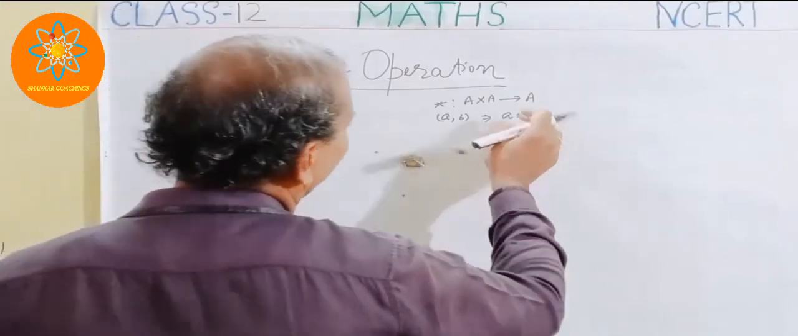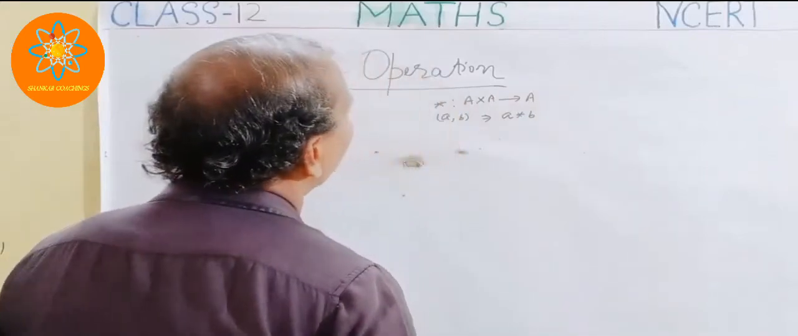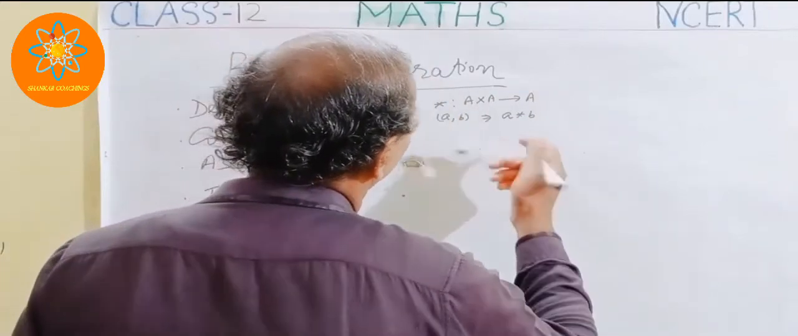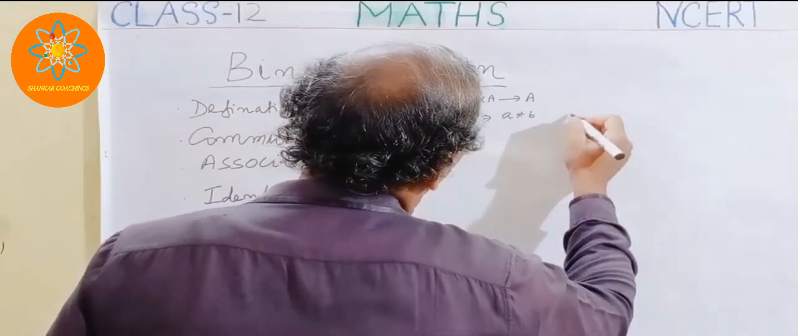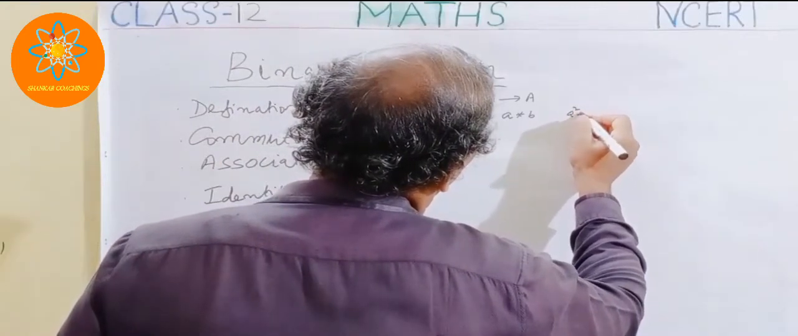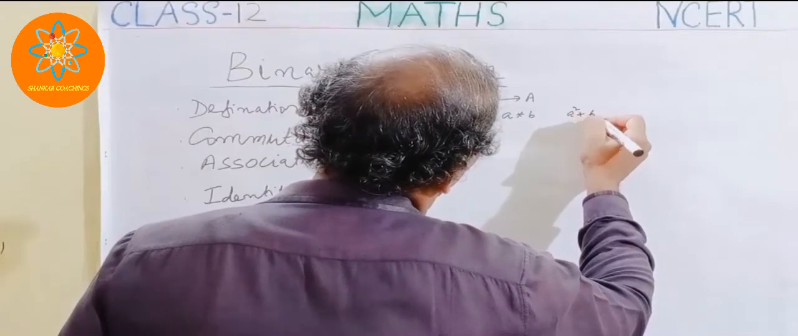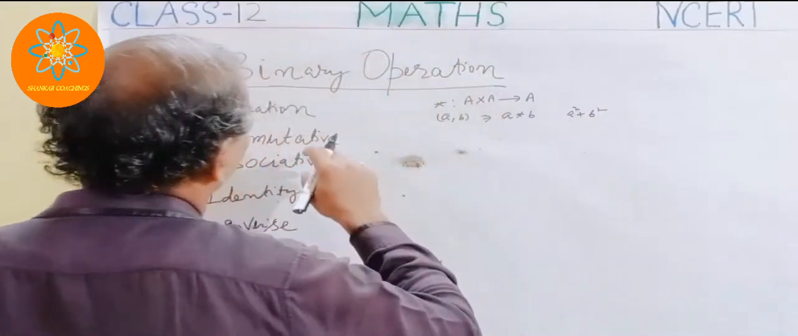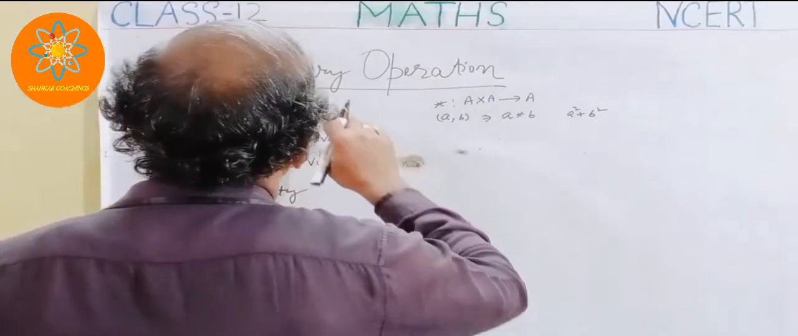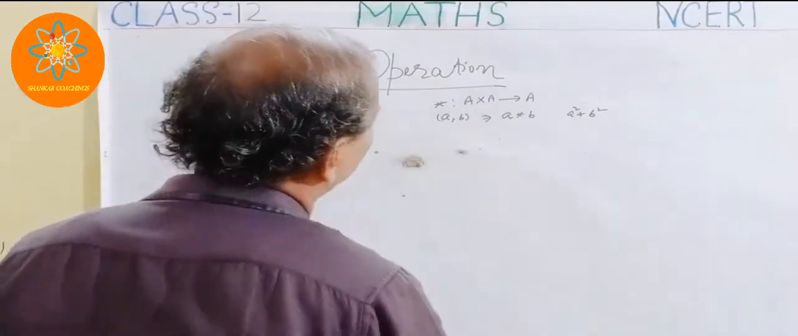Under this it will define some other numbers. For example, I can write it this way: A square plus B square. I can write it in this way also. So this is all about how the binary operation can be represented.